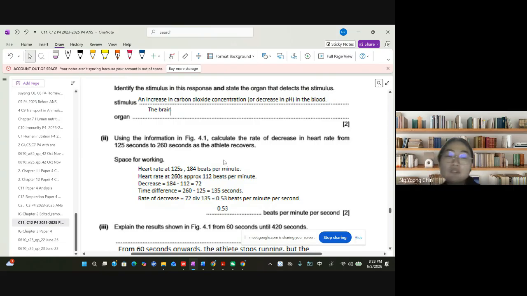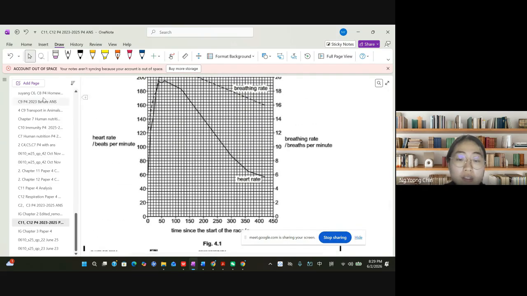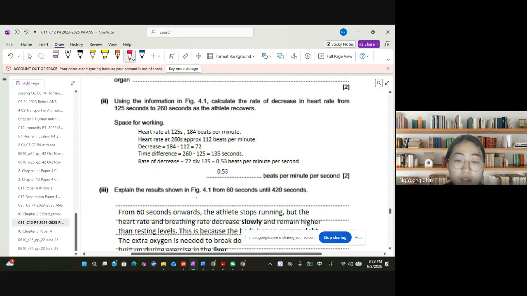Okay, and then for this one, they ask you to calculate the rate of decrease in the heart rate from 125 seconds to 260 seconds as the athlete recovers. So we should calculate based on the graph, not just now, okay? 125 is around here. And then you have about 260.